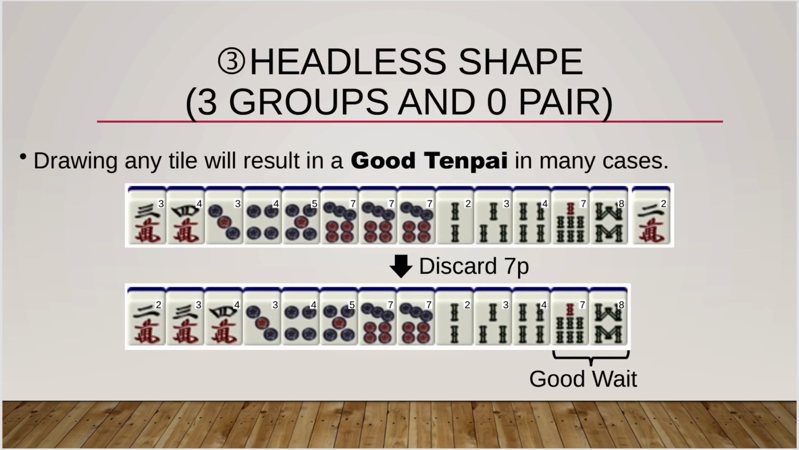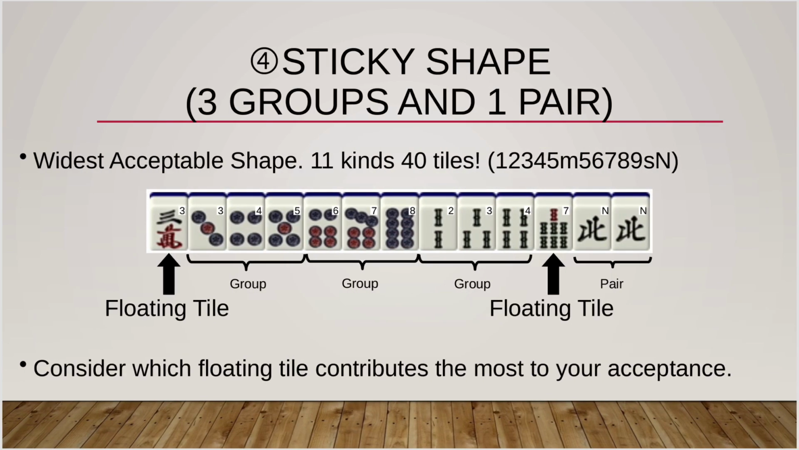For example, when you draw 2-man, you can discard 7-pin, then your weight is 6-9-su, triplet headless shape for the win. Sticky shape.